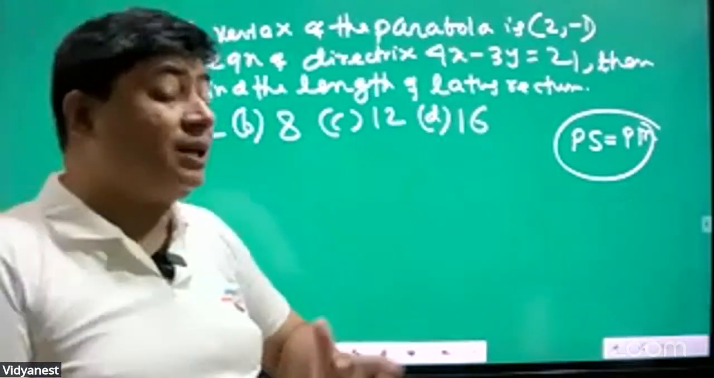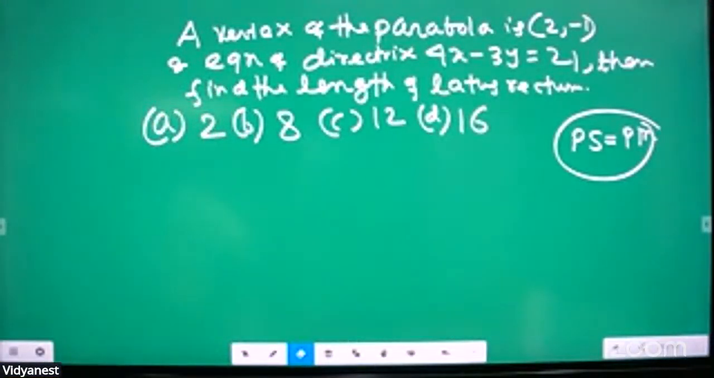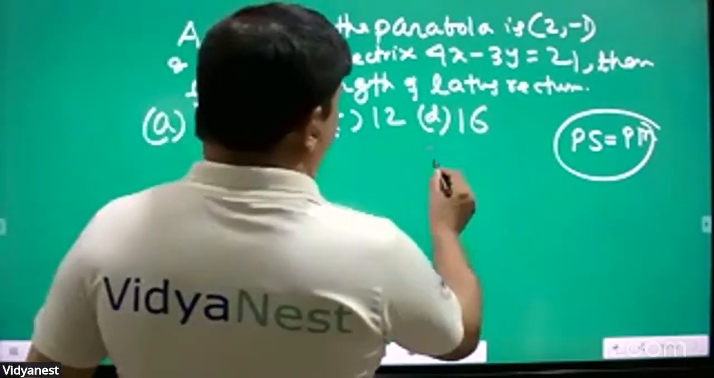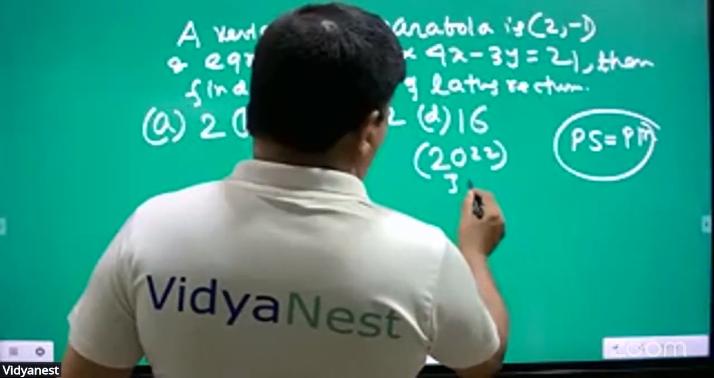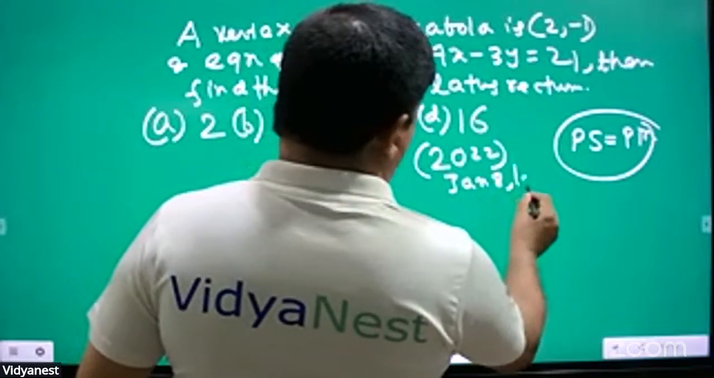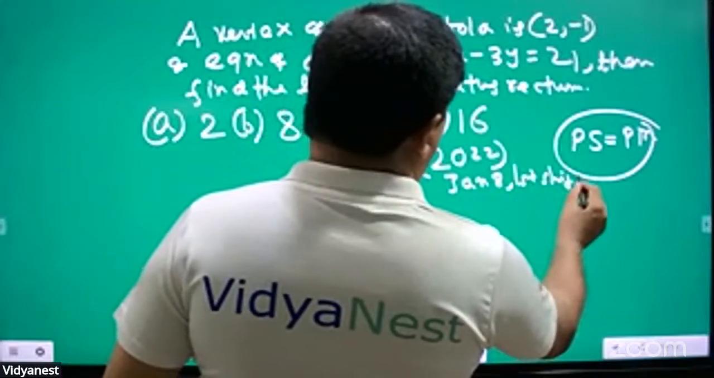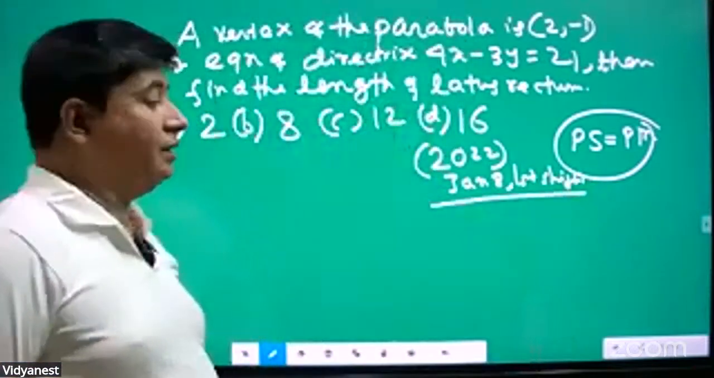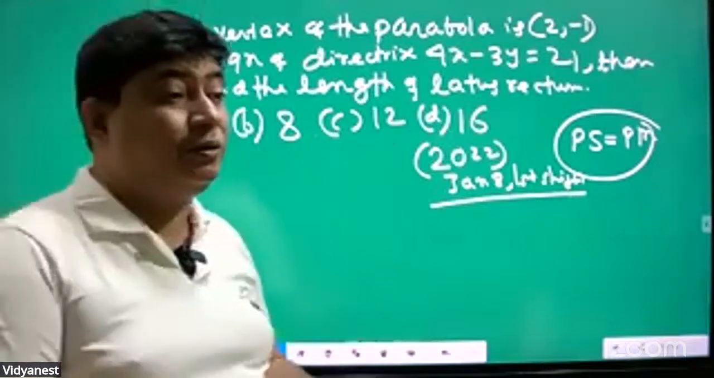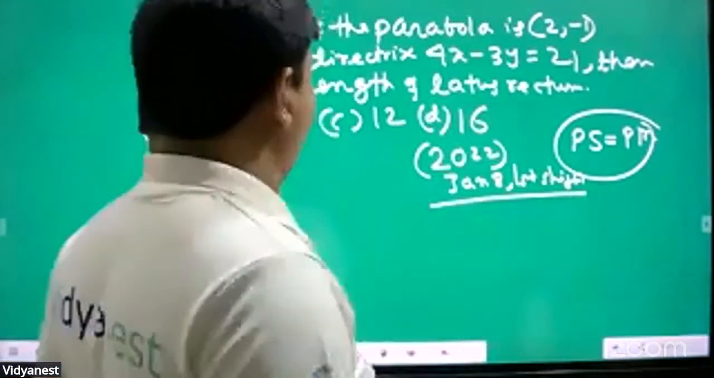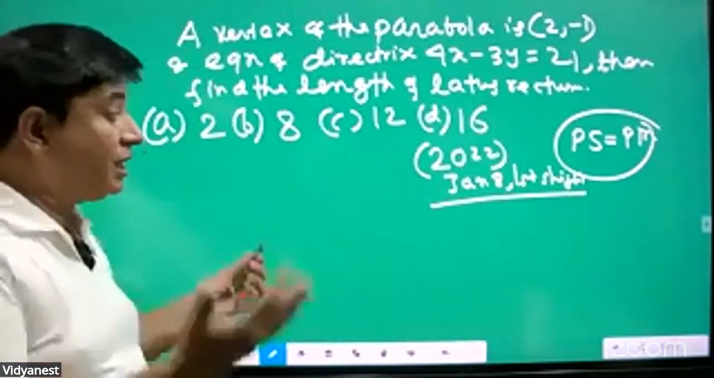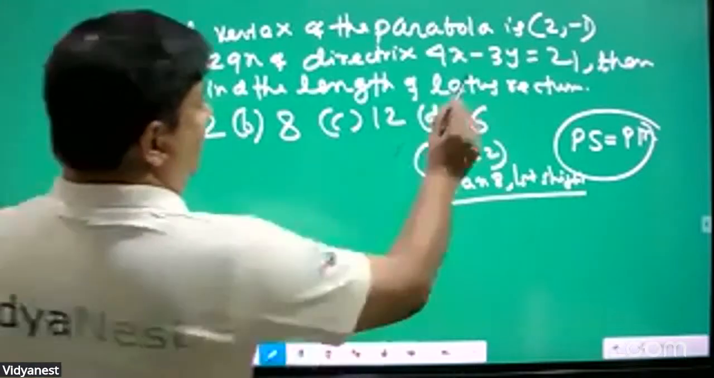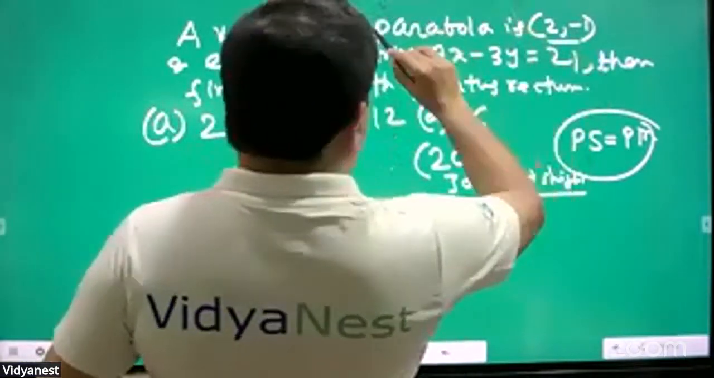This sum, what is the specialty of this sum? This sum came in 2022, January 8, first shift. Suppose you are sitting there and with your basic concept now you are told to defend the sum. And first time you are doing this sum. See, focus is not, vertex is not at origin.